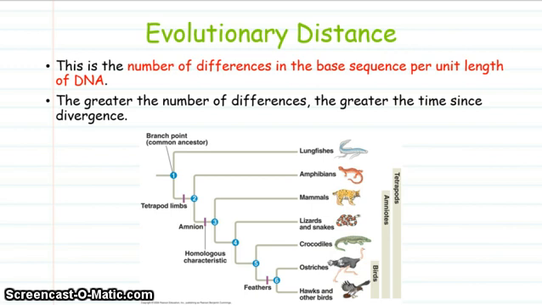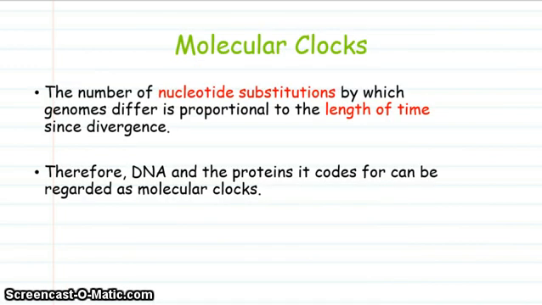So the use of phylogenetics brings up this concept of evolutionary distance, meaning the number of differences in the base sequence per unit length of DNA. The greater number of differences, the greater the time since those different groups diverged away from each other. And as such, it's been determined that certain molecules within organisms can act as what's called molecular clocks, that over time, various nucleotide substitutions will appear in the genomes for these molecules, and the differences in them will be proportionate to the length of time since these different groups diverged from each other.